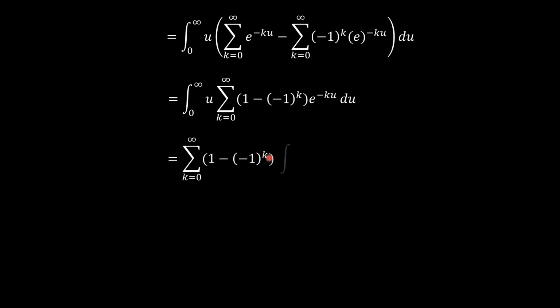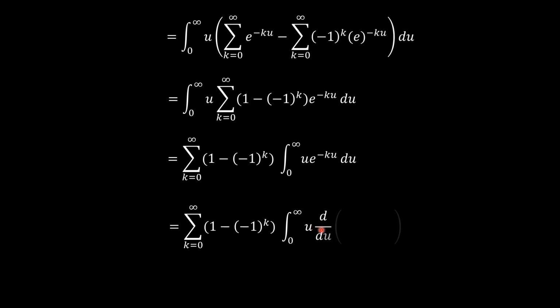So we can now swap the summation sign and the integration sign. So we have inside the summation sign the integral from 0 to infinity of u times e to the power negative k u. So what happens eventually is that we know that e to the power negative k u is the same as the derivative of negative 1 over k times e to the power negative k u.